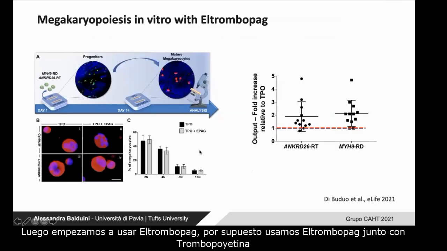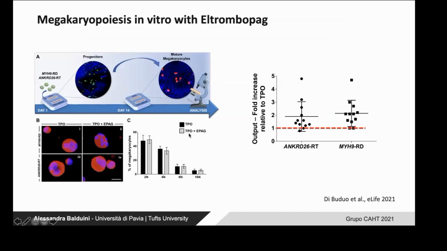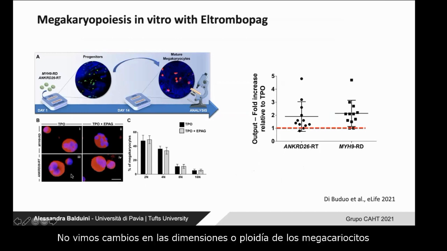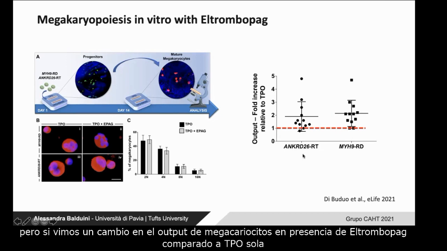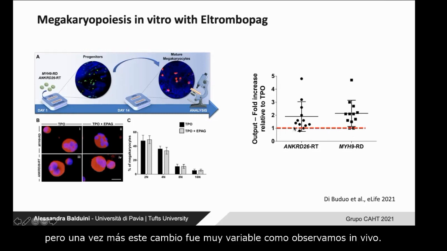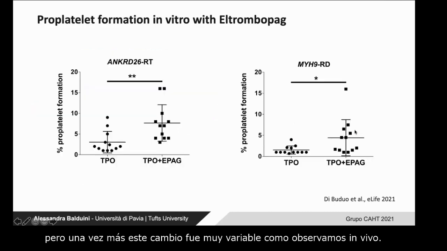Then we started to use Eltrombopag. Of course, we use Eltrombopag together with thrombopoietin because in vivo patients do have thrombopoietin, and we demonstrated that we didn't see a change in the dimension and ploidy of the megakaryocyte, but of course, with both patients, we saw a change in the output of megakaryocyte in the presence of Eltrombopag compared to thrombopoietin alone. But again, this change was very variable, as expected, and as we observed in vivo.